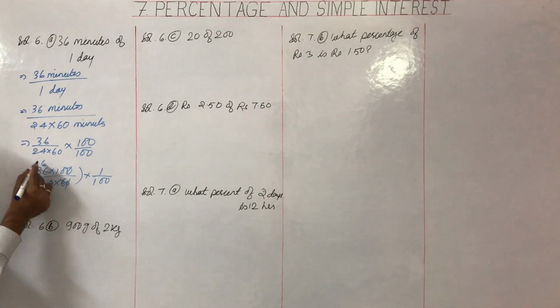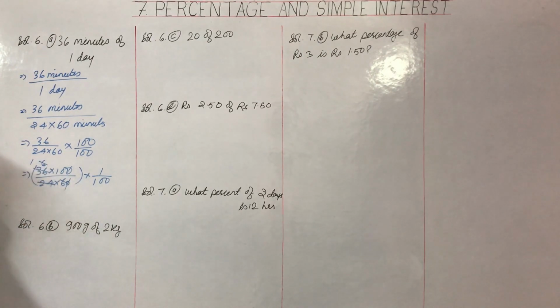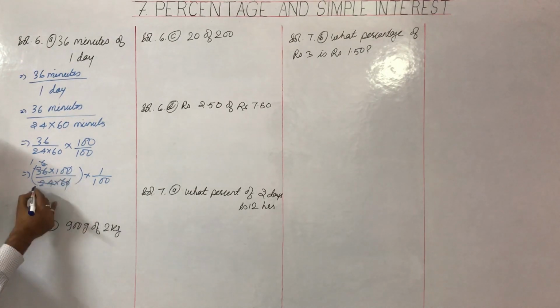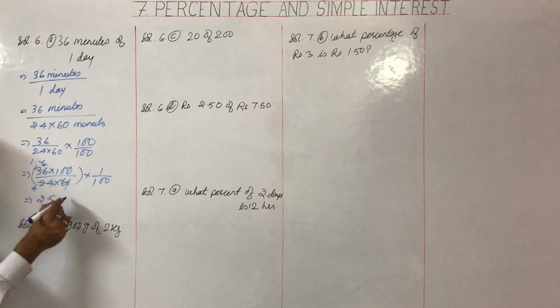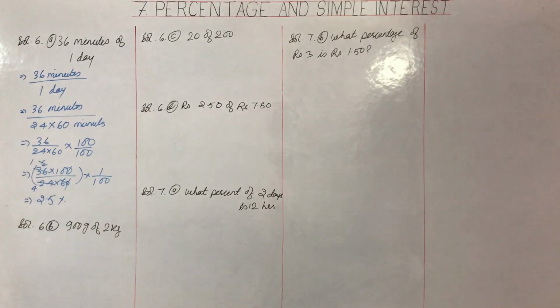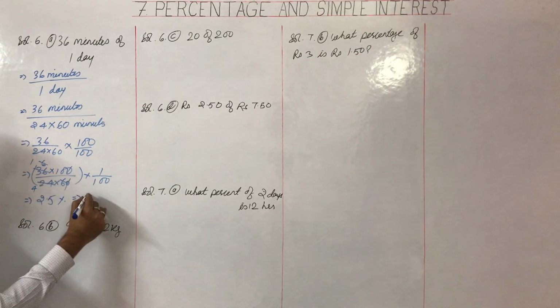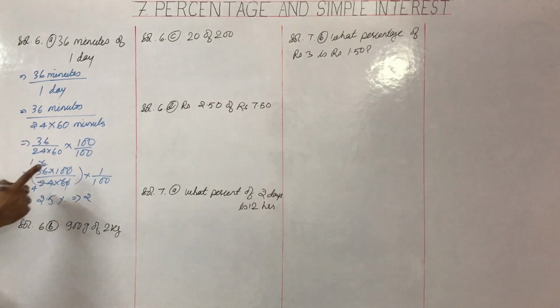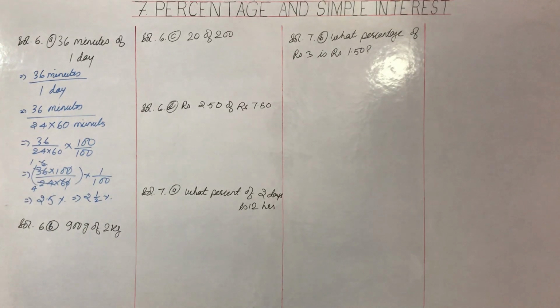Separately after writing, okay. So 6 and 24, 6 1s are 6 and 6 4s are 24. So the remaining part is 10 and 4. So 10 by 4 is 2.5. In fractional form, 10 by 4 is 2, and the remaining 2 by 4 is 1 by 2. So 2.5% is the answer.